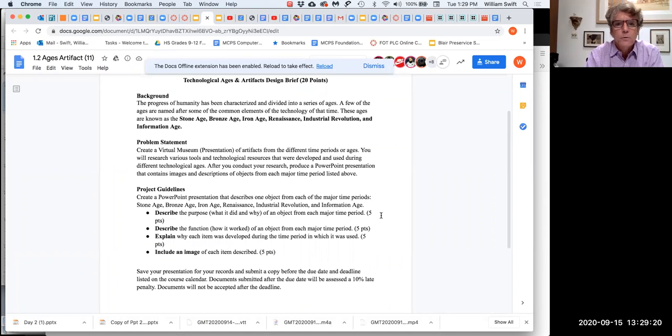5 points to describe it, 5 points to describe the function of the project, 5 points to explain why it was developed during this time period. Why is this a particularly interesting technology of that era or age, and include an image of the item. So this is going to be as fancy or as simple as you want.